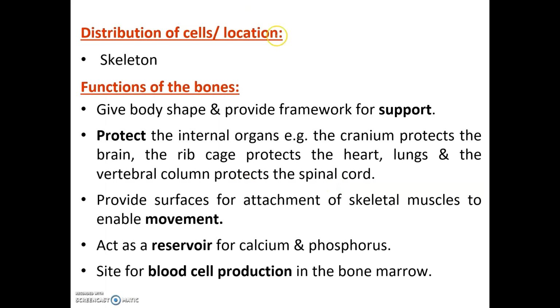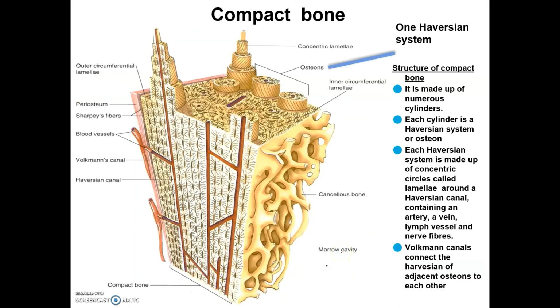So where can we find this compact bone? Of course, in our skeleton. The function of the bone is to give our body shape and provide a framework for support, protect the internal organs, enable movement of the body, act as a reservoir for calcium and phosphorus, which are our mineral salts, and be the site for blood cell production in the bone marrow. Okay, so these are our bone.